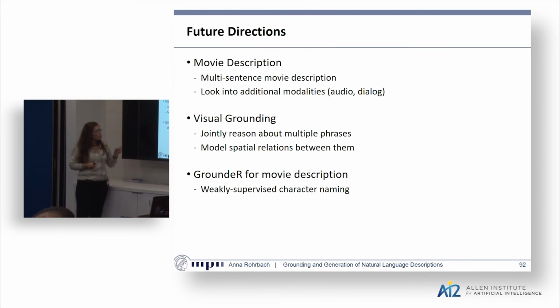And one project, which is ongoing work, is that I like the idea that we can use some of the grounding knowledge that we have learned in this project for the movie description task. In particular, we could try to learn the character mapping, so the mapping between the visual appearance of people in the movies and their names in text, in a weakly supervised manner by, for example, using GroundeR. So that's a project which is going on.